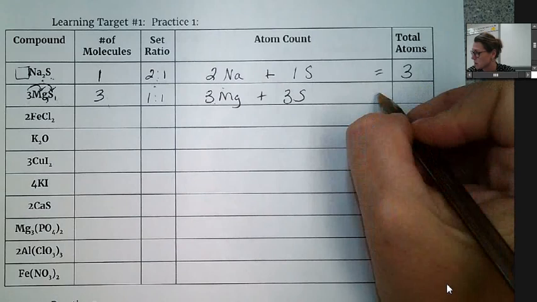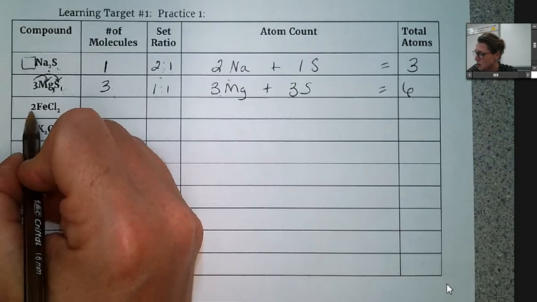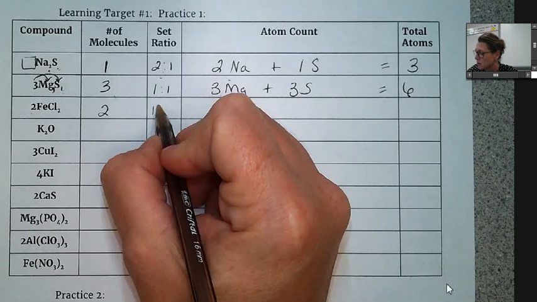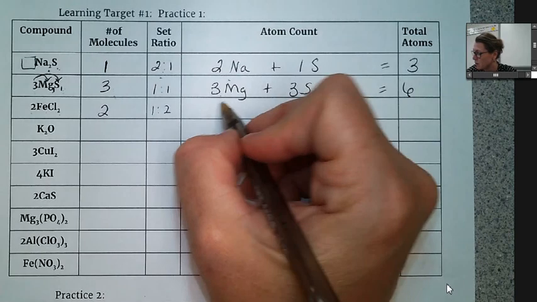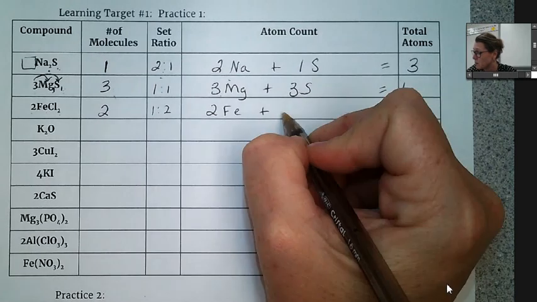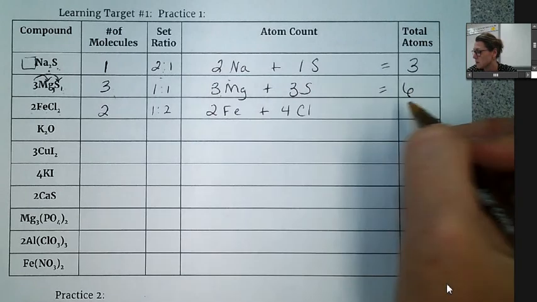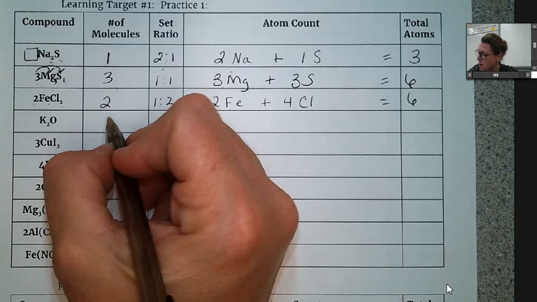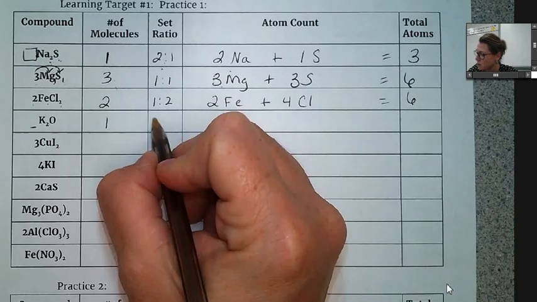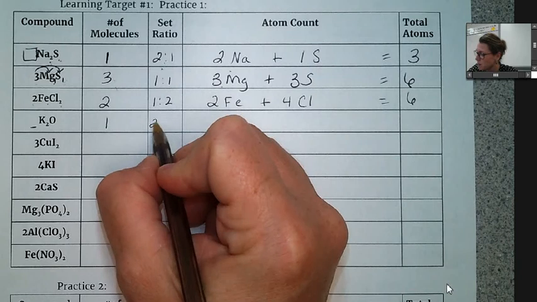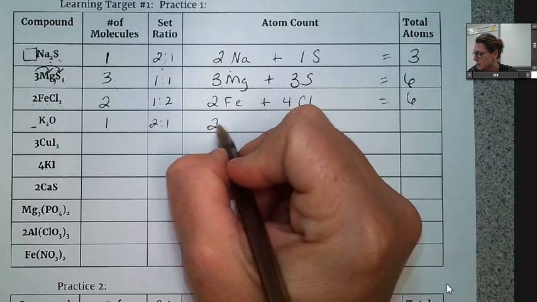All right, let's look at the next one, iron chloride. I have 2 molecules of iron chloride. It is a 1 to 2 ratio, looking at subscripts. Then I know I've got 2 times 1 for iron plus 2 times 2, which is going to give me 4 chlorines. So I have 6 atoms altogether. All right, I have 1 molecule. This 1 comes from the front. Then this is a 2 to 1 ratio, 2 potassium to 1 oxygen. I have 2 potassium, I have 1 oxygen, I have 3 total atoms.